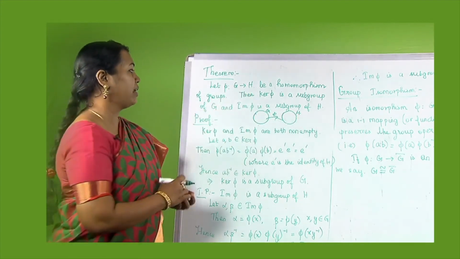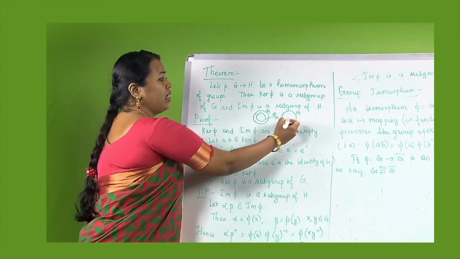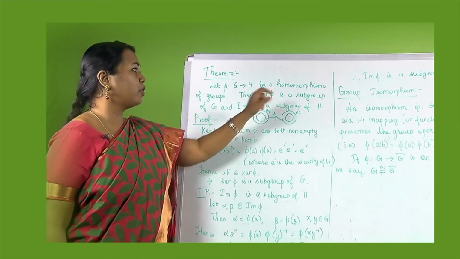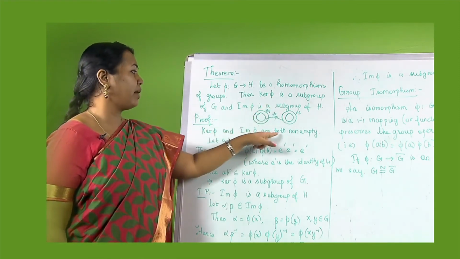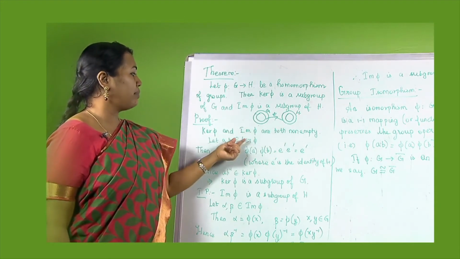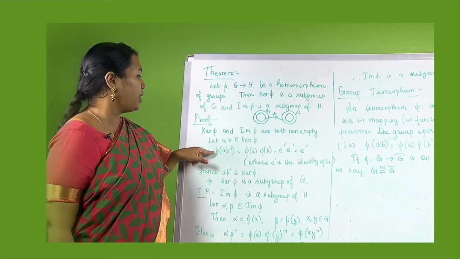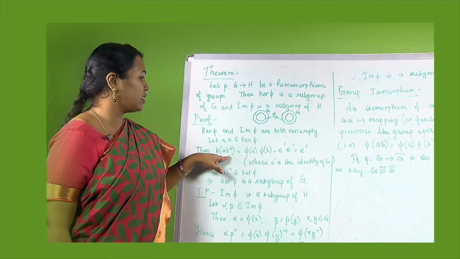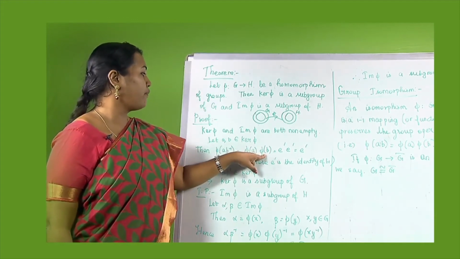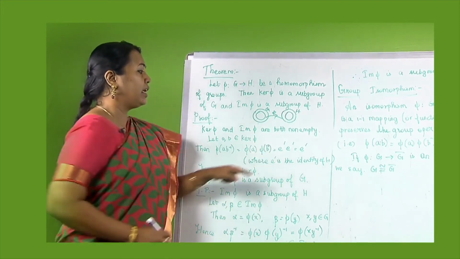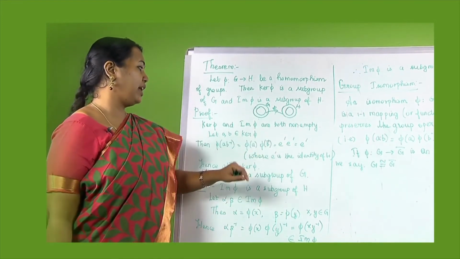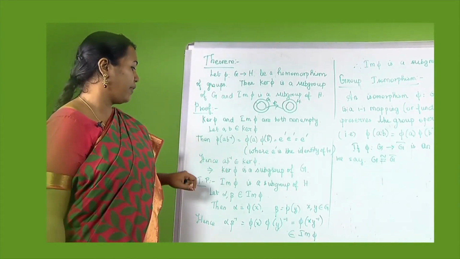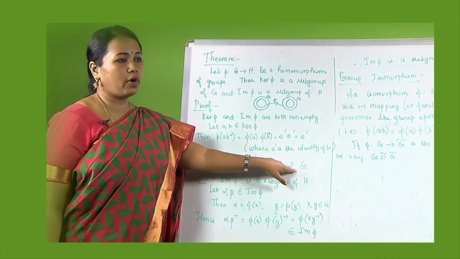Now, we have to prove that kernel phi, which is a subgroup of G, and image phi, which is a subgroup of H, are both non-empty, and they are subgroups. Kernel phi and image phi are both non-empty. So, let us take two elements A, B in kernel phi. We have to prove that AB inverse is also in kernel phi. So, phi of AB inverse is equal to phi of A times phi of B inverse, that is equal to E dash times E dash, which is equal to E dash, where E dash is the identity of H. Hence, AB inverse belongs to kernel phi, which implies that kernel phi is a subgroup of G.